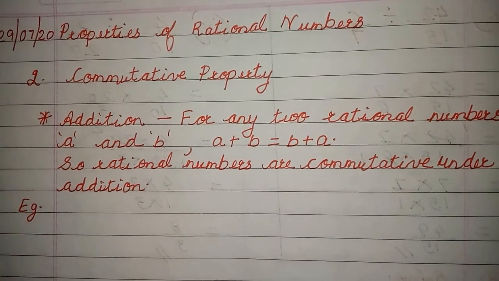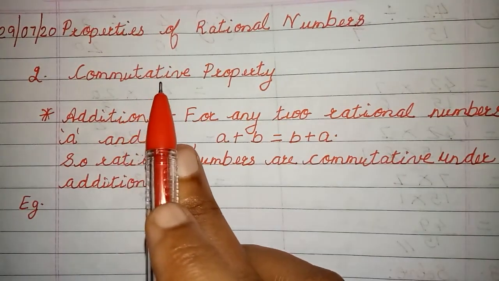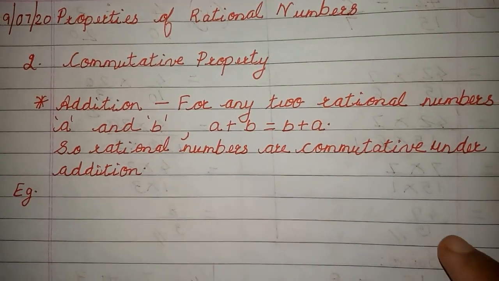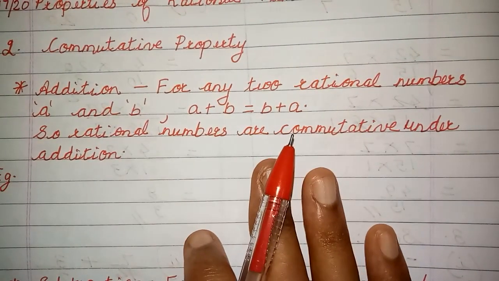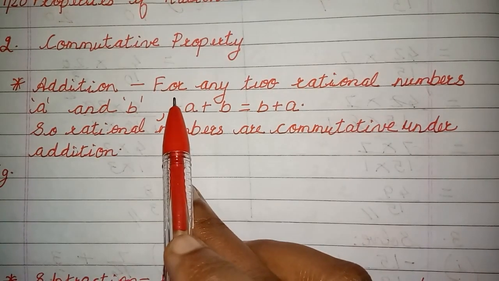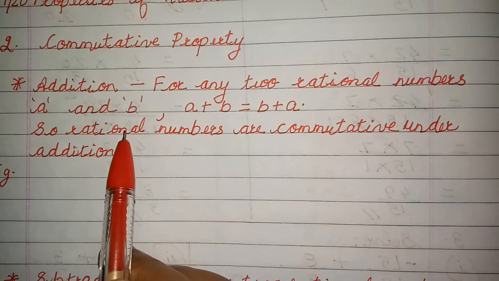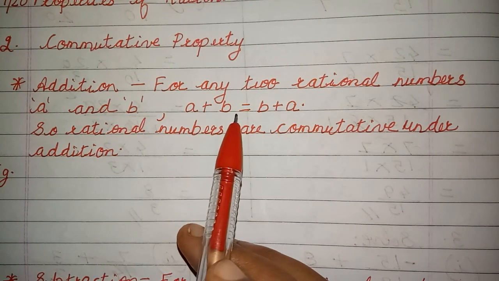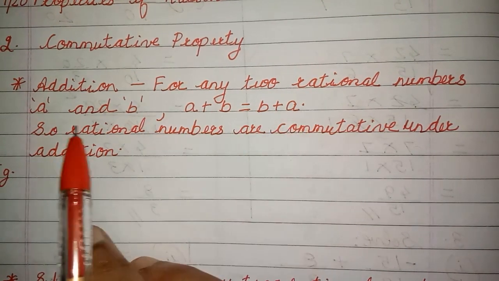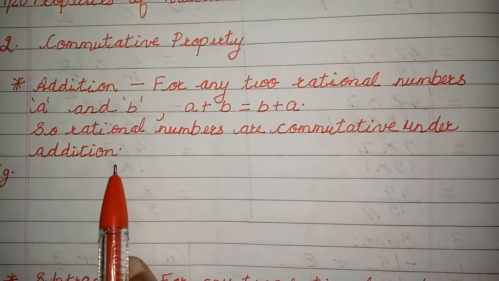Alright, today we are going to study a new property of rational numbers that is called commutative property. Very simple it is. These properties are developed based on problems. Just look here, what is the property saying? For any two rational numbers a and b, a plus b is equal to b plus a. So, rational numbers are commutative under addition.